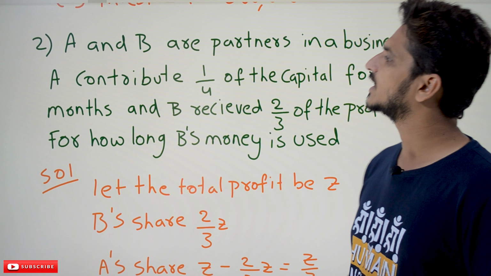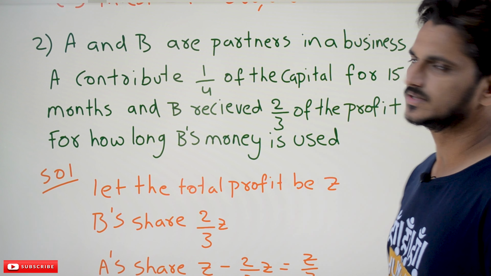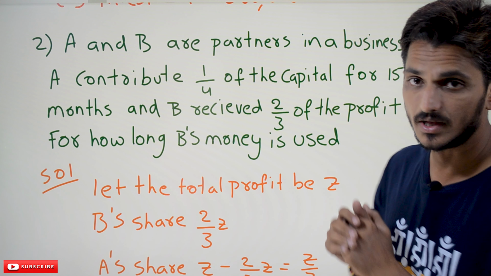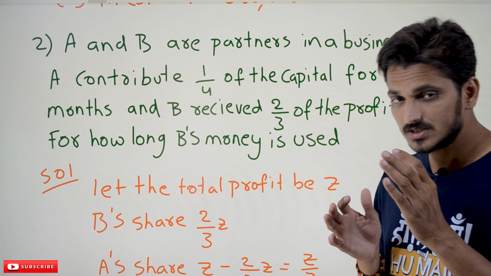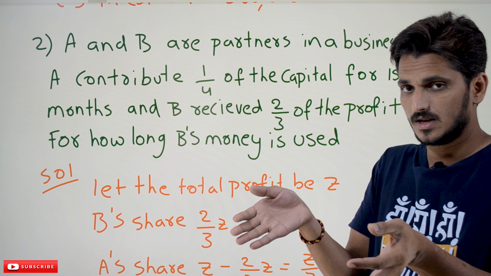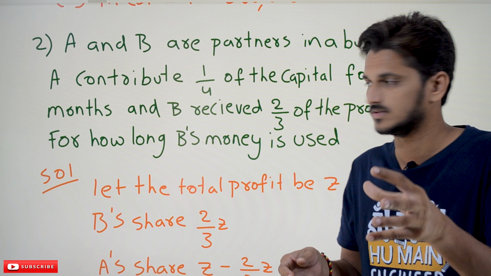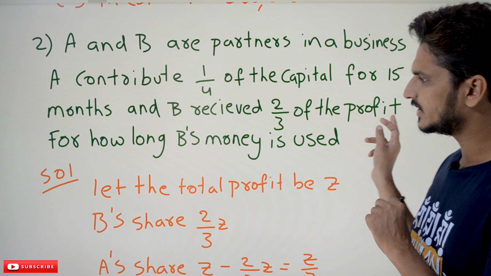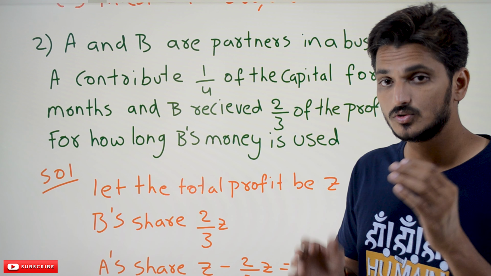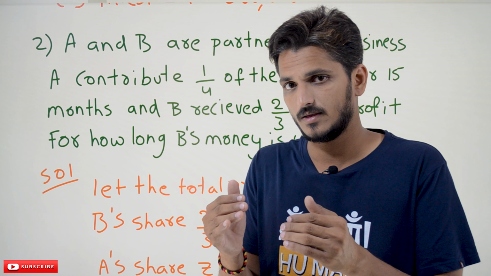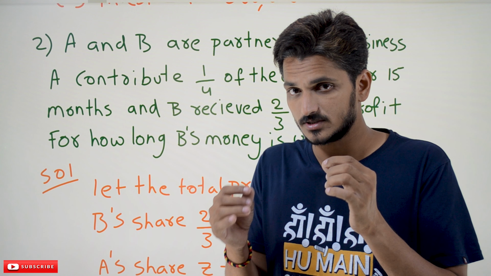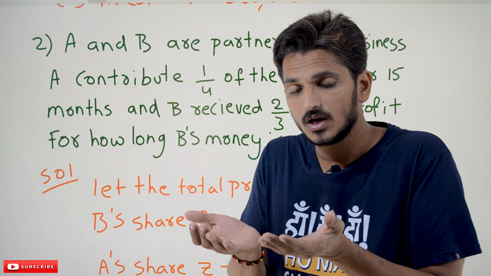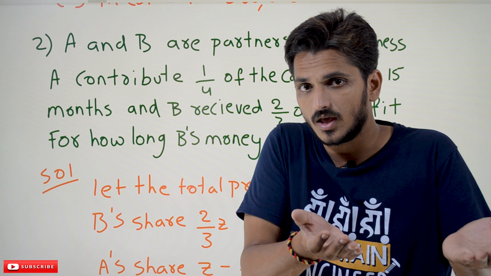Now check the next example. A and B are partners in a business. A contributes 1/4 of the capital for 15 months. A's investment is 1/4 of the total capital, and he invested for 15 months. And B received 2/3 of the profit. So B is going to receive 2/3 of the profit. The point we have discussed in our previous example: profit ratios are equal to investment ratios.